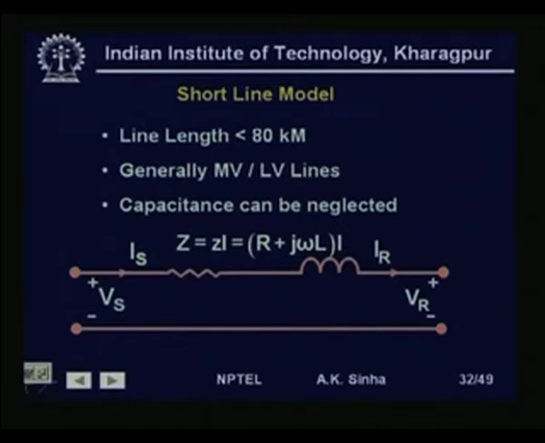So, this is a very simple model, but it can be used only for short length lines, that is, lines which have length less than 80 kilometers. Otherwise, the errors which will creep in will be significant.